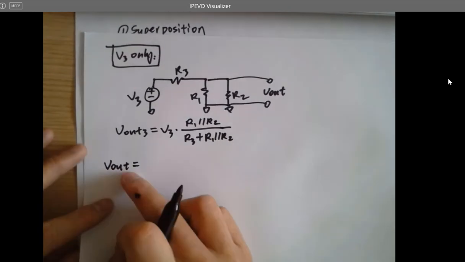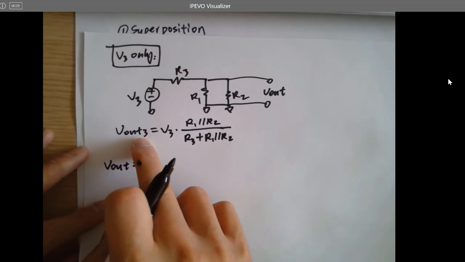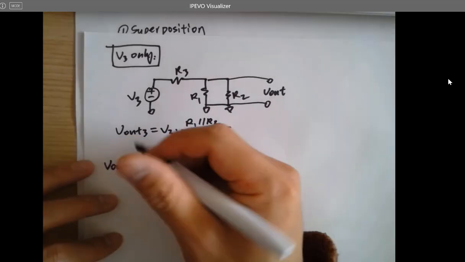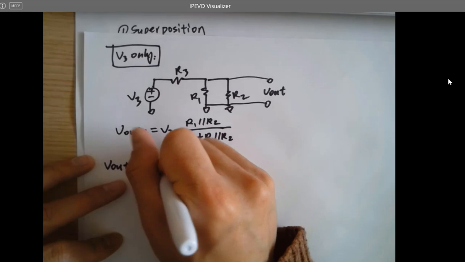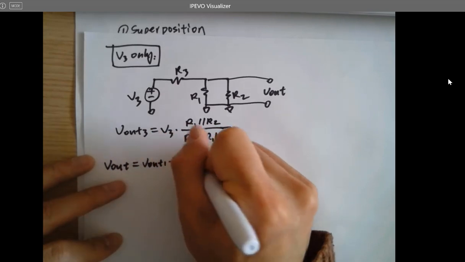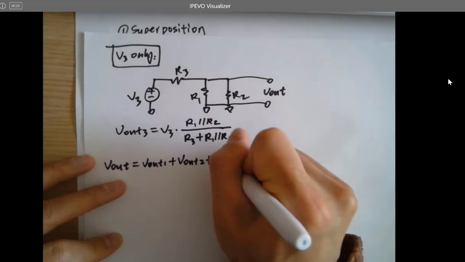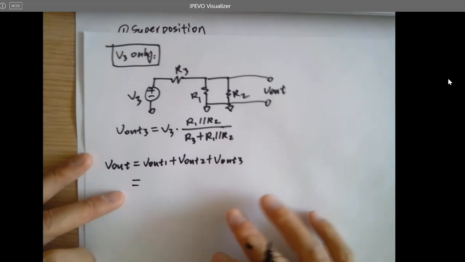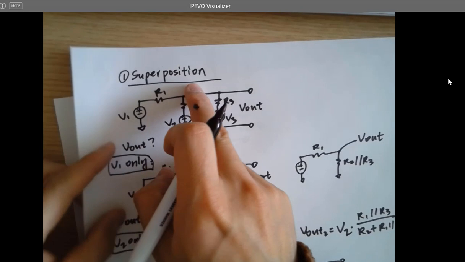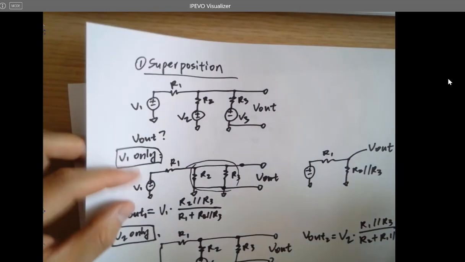is a contribution of all these V outs, right? V out 1, V out 2, V out 3. So just add them together. That's why it's called superposition. Right? They're being superimposed on each other.